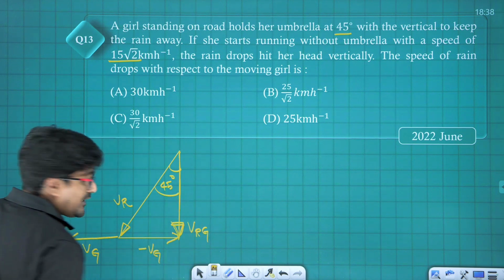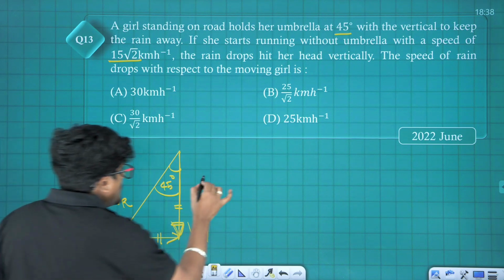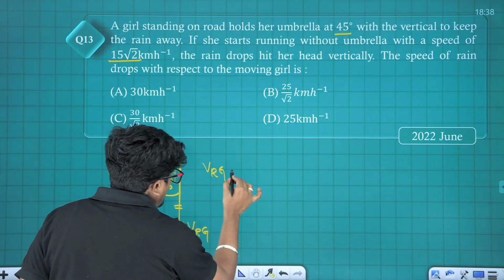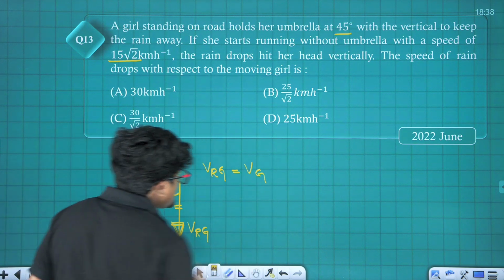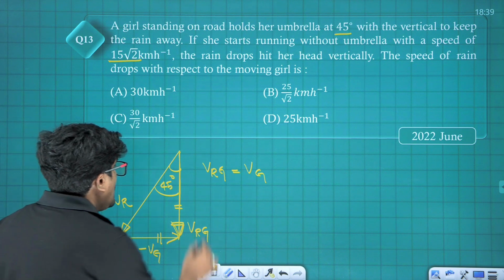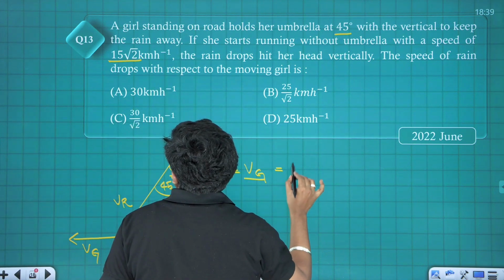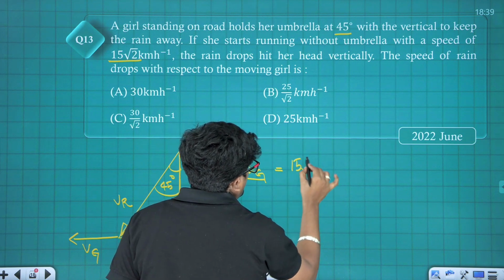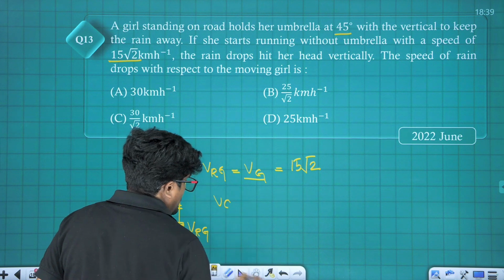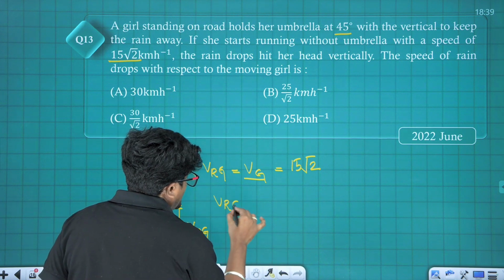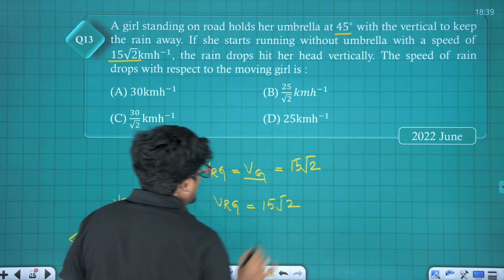Now, since this angle is 45 degree, I can say that these two need to be the same. So the magnitude of the velocity of rain with respect to the girl needs to be the velocity of the girl with respect to the ground. I am talking about the magnitude. Now, the velocity of the girl is marked as 15 into root of 2. So the velocity of rain with respect to the girl is again 15 into root of 2 only.